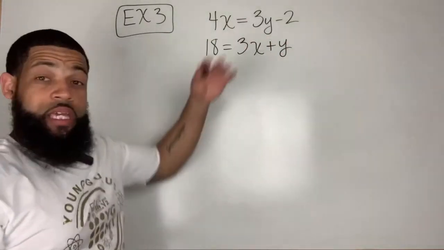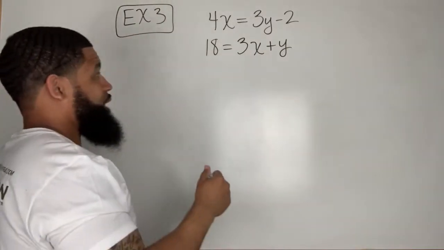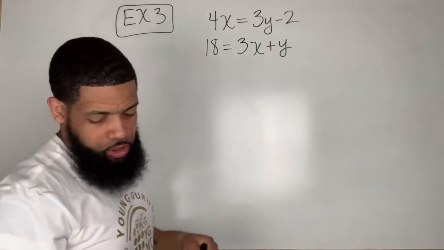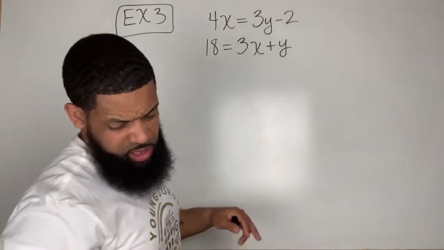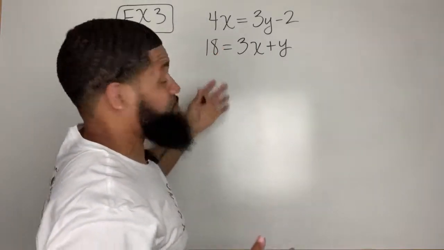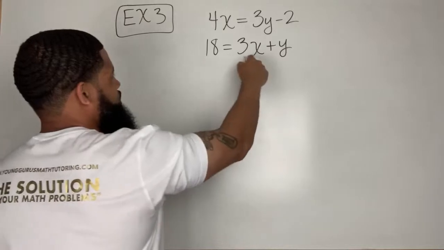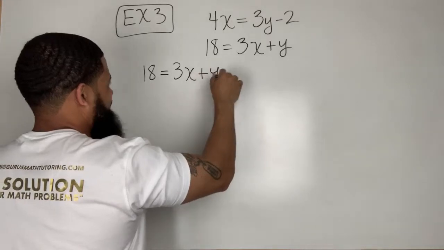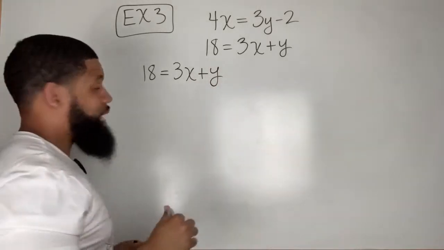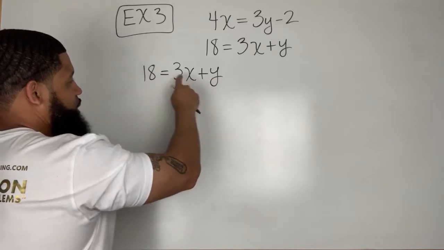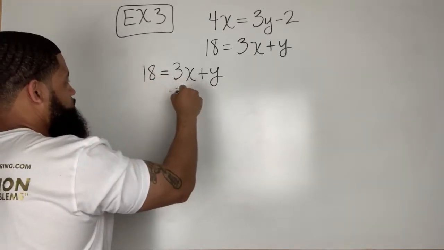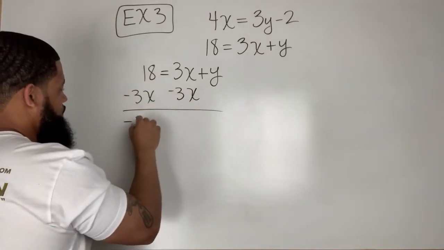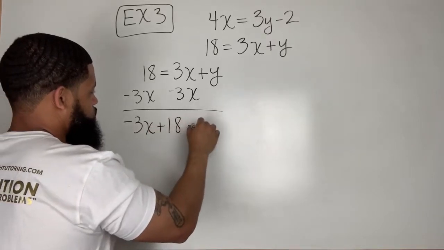All right, so in this case, now what I have to do is I actually have to solve for one of those variables. It's up to you, but I'm going to go with this second one. So if I have 18 equals 3x plus y, my number sense tells me that I can get y by itself by just moving the x to the left side. So I'm going to subtract 3x from both sides. So this gives me negative 3x plus 18 equals y.